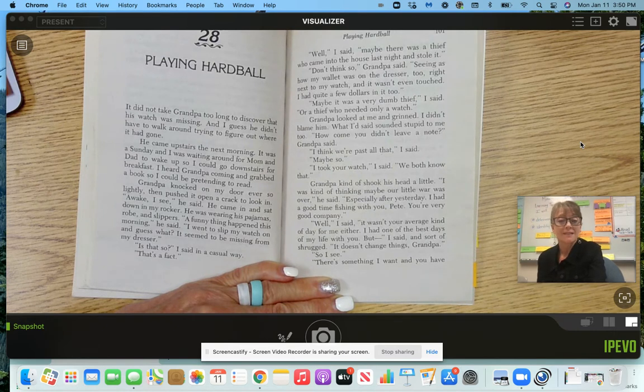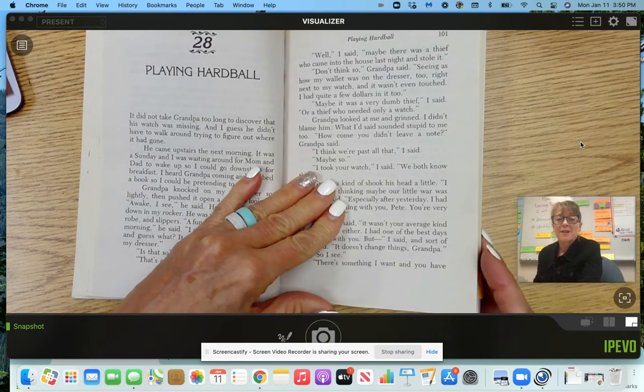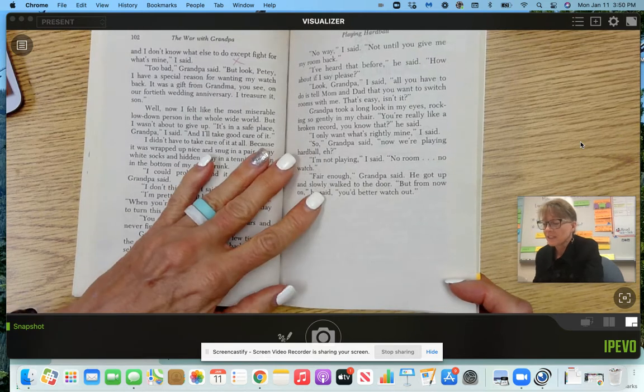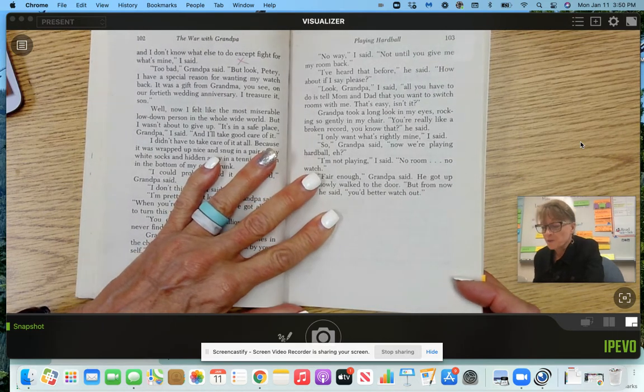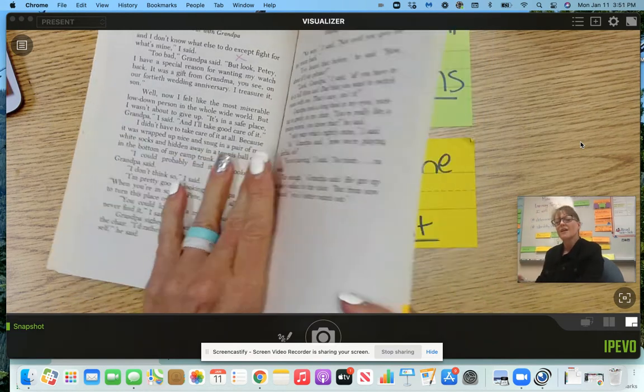"Well," I said, "it wasn't your average kind of day for me either. I had one of the best days of my life with you. But," I said, and sort of shrugged, "it doesn't change things, Grandpa." "So I see." "There's something I want, and you have it, and I don't know what else to do except fight for what's mine." Wow.